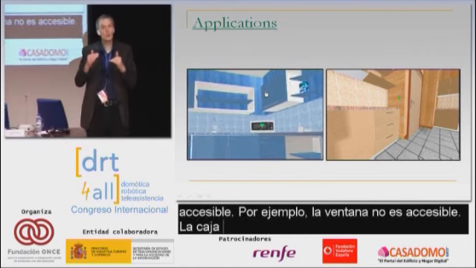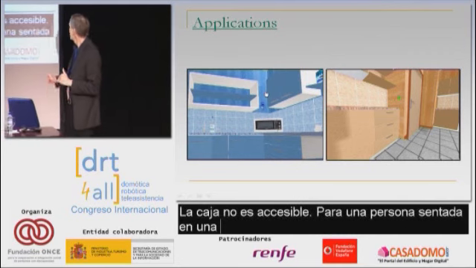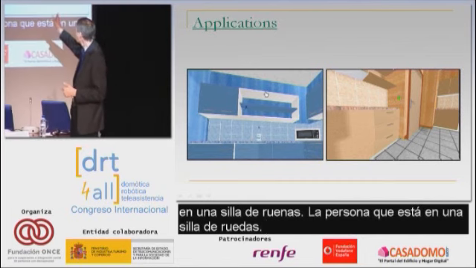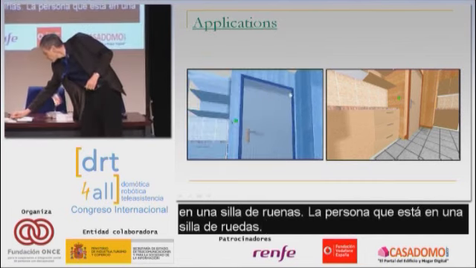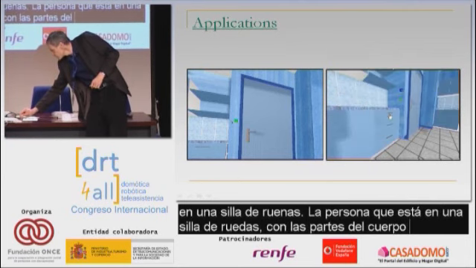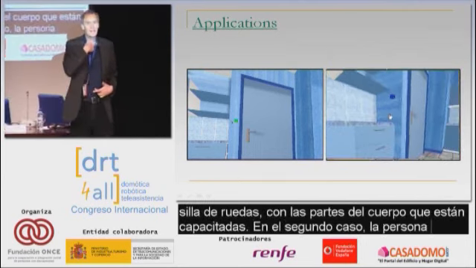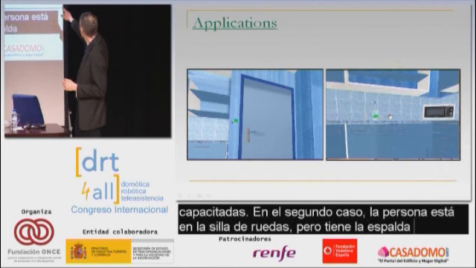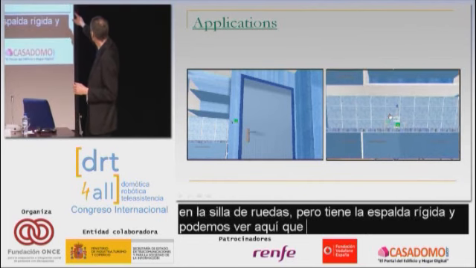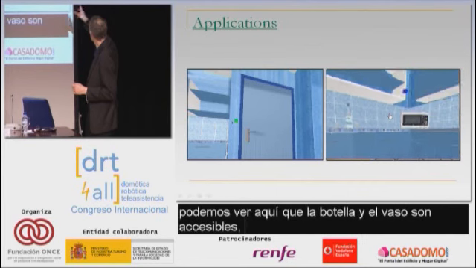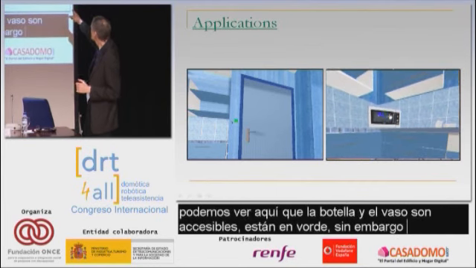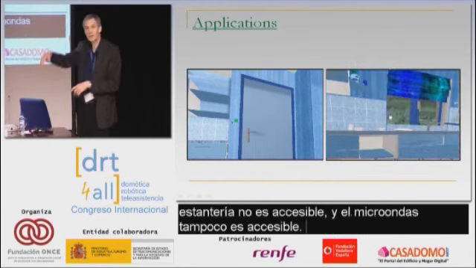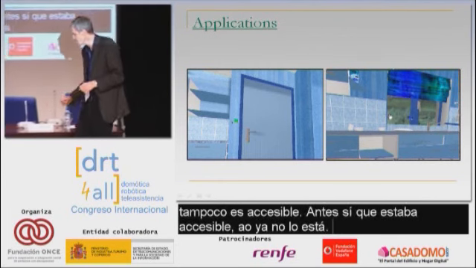For one person on a wheelchair, here the person is on a wheelchair with able upper parts. The shelves are not accessible, for example. On the second one, the person is on a wheelchair, but the spine is rigid. You can see here the bottle and the glass are accessible, green, but the shelves are not accessible. The microwave oven is not accessible here. Before it was accessible. It is not accessible because of the configuration of the kitchen at this point.